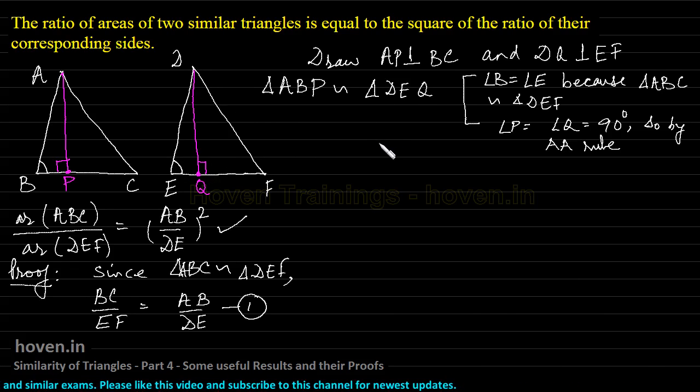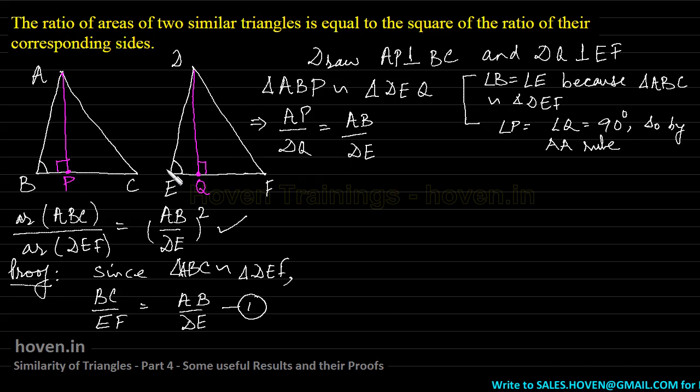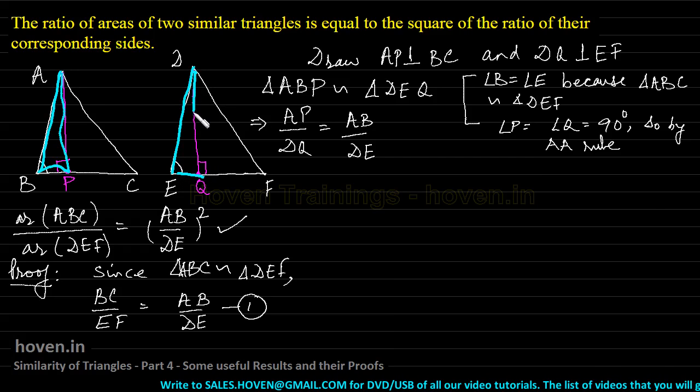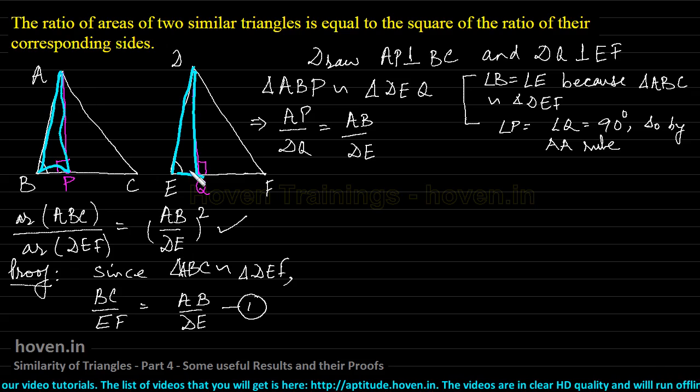We have taken their similarity now, which implies that AP by DQ, this height by this height, should be same as AB by DE. This height to this height should be same as this side to this side, because these triangles are similar to each other. I have involved AB and DE in this equation because AB and DE appear in the final result, and the height has been involved because height is involved in the area.